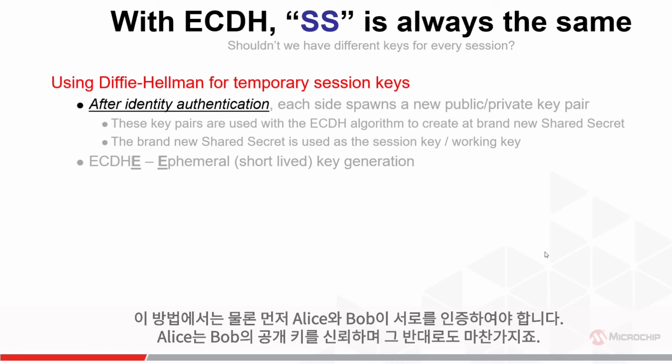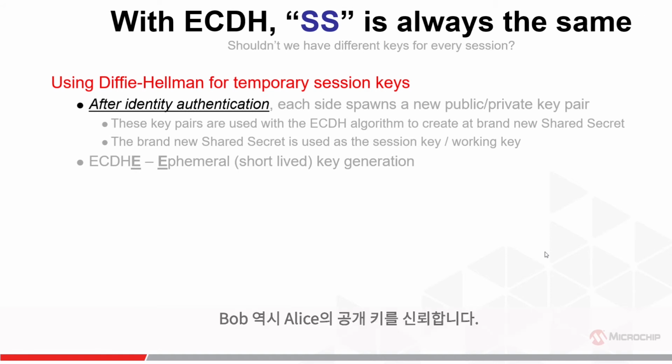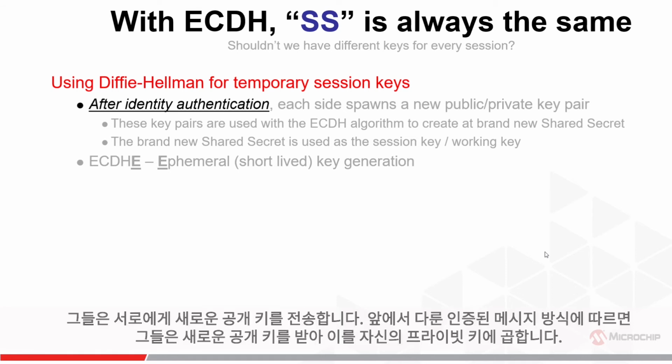The way this would work would be first, Alice and Bob would of course authenticate each other. Now Alice would have confidence in Bob's public key and vice versa. Bob would have confidence in Alice's public key. Now both Bob and Alice would spawn new public-private keys. They would send their new public keys to each other via authenticated messaging. We covered this earlier in this presentation.